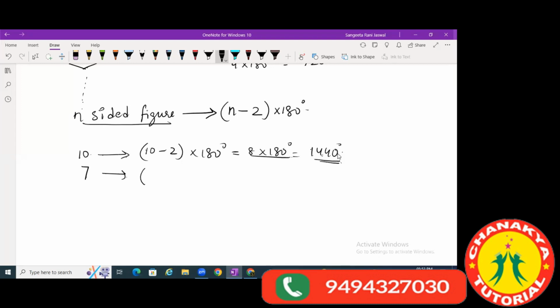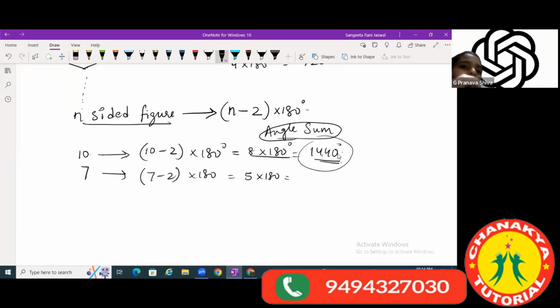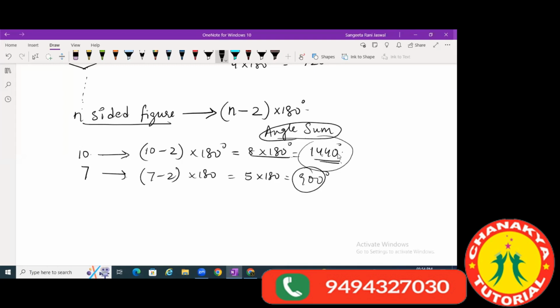If the number of sides of any polygon is 7, then how will you get the angle sum? 7 minus 2 into 180. Angle sum means sum of all the interior angles of that polygon. So 7 minus 2 into 180 degrees, that will be 5 into 180, which is 900 degrees. This is the sum of all the interior angles of that seven-sided polygon. I hope you are understanding this. Yes, ma'am.